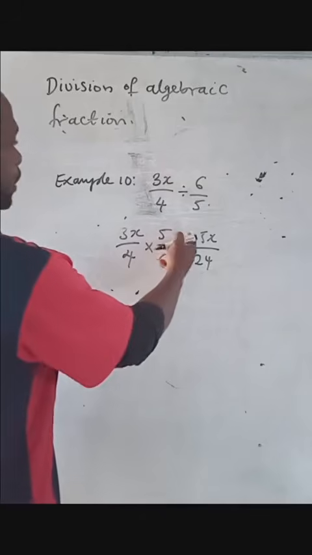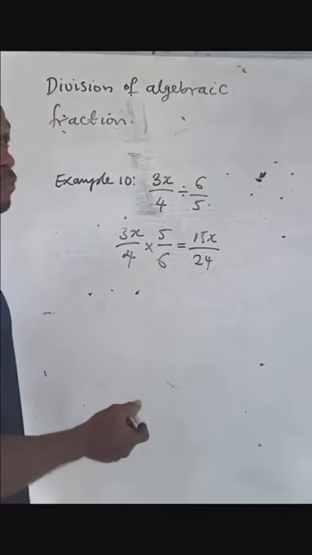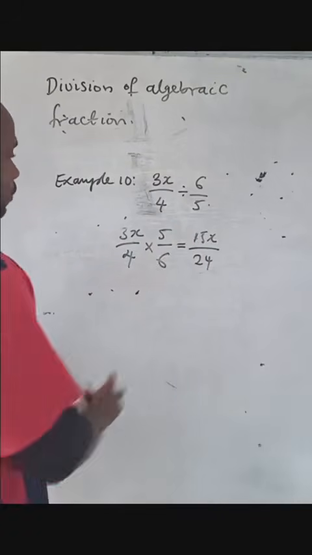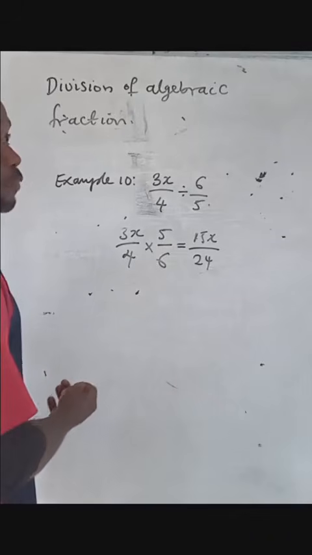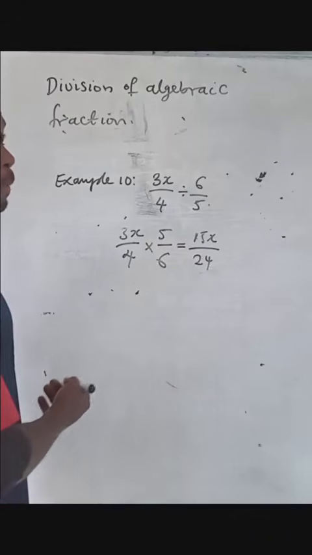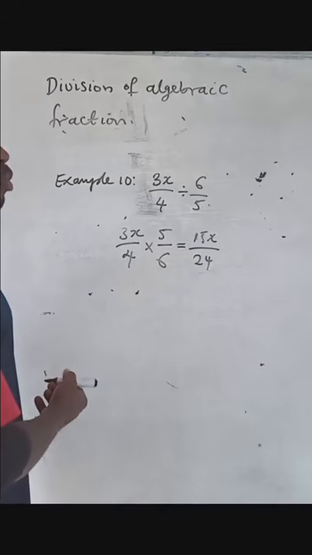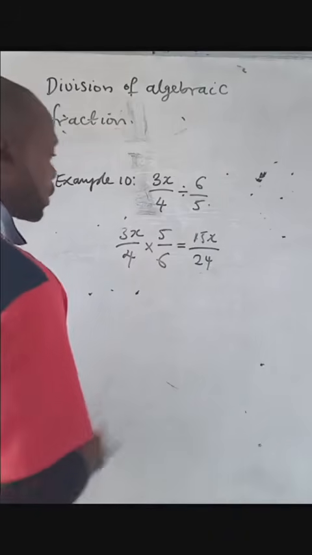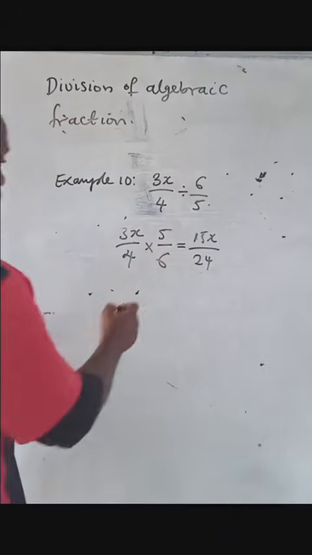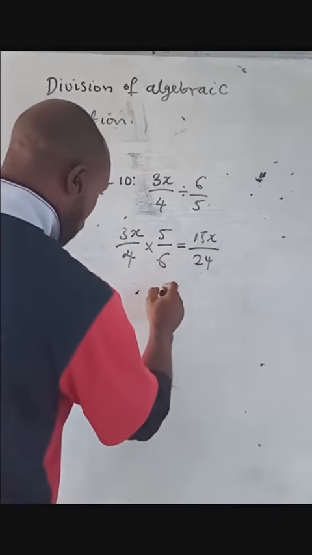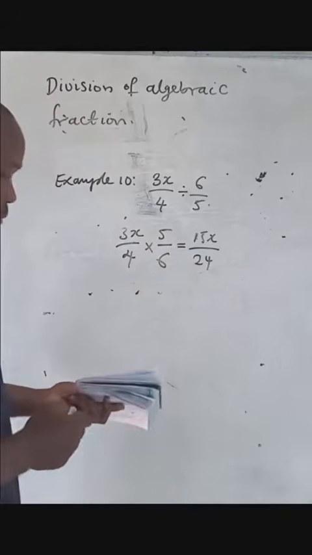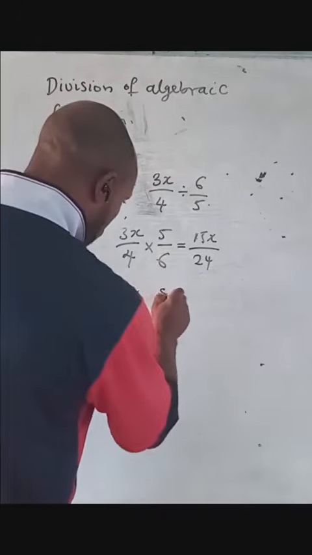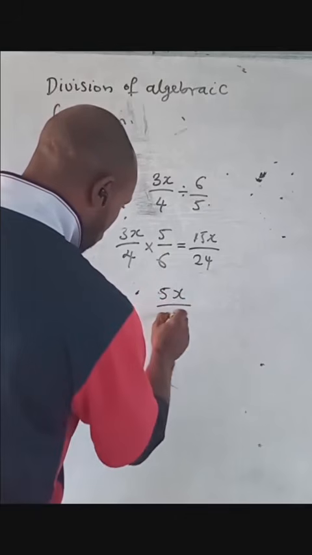Now, 15 and 24, do they have any common factor? 15 is 3 multiplied by 5. 24 can also be expressed as 3 multiplied by 8. 3 multiplied by 8 is 24, therefore 3 can cancel out 3. So 3 cancels out 3, and the expression is 5x all over 8.